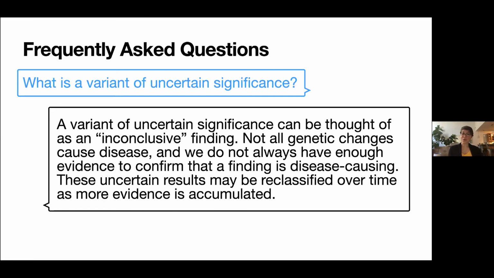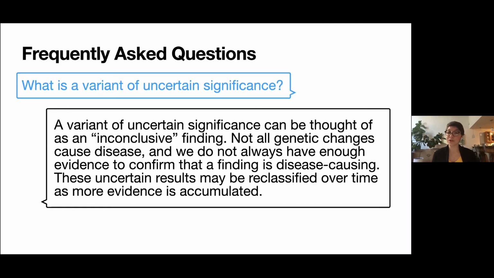But as we learn more over time, those results might change. So it's always important to keep an eye on our variants of uncertain significance. Many times they're reclassified to being a benign finding, so nothing to worry about. And in some cases, they are actually reclassified to be a likely pathogenic or a pathogenic finding, meaning that they could be disease causing.